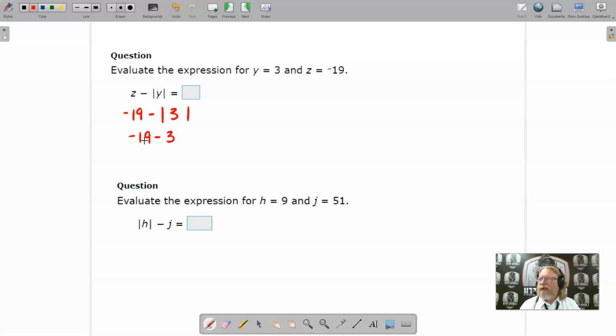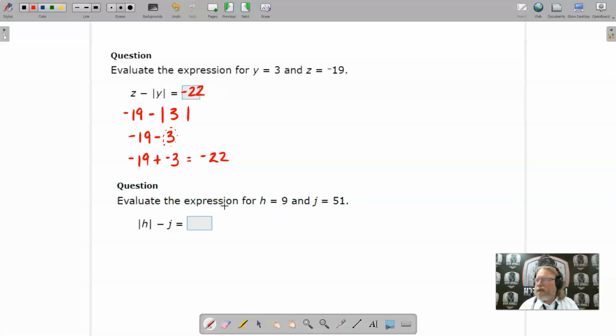Now this is negative minus a positive. I'm going to rewrite this as negative 19, change the sign, and then take the opposite of the number that follows. Well, the opposite of 3 is negative 3. And now I have a negative plus a negative, so it's going to get even more negative, and I know to add these values. 19 plus 3 is 22. So my solution is negative 22.